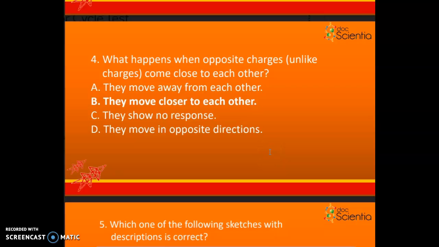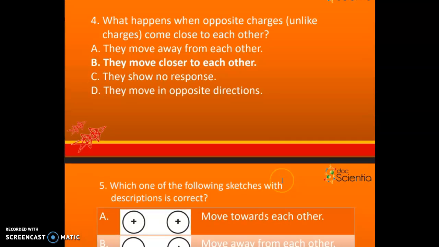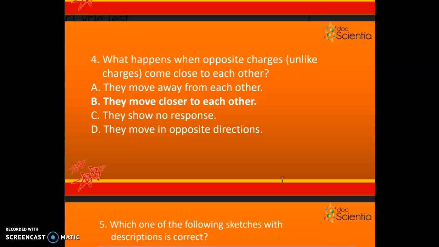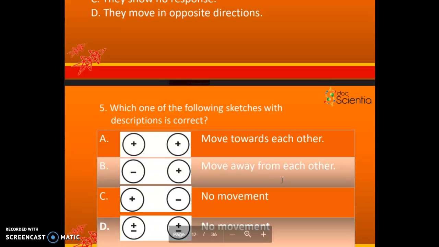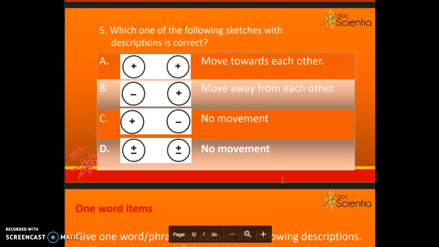Number 4. What happens when opposite charges, unlike charges, come close to each other? A. They move away from each other. B. They move closer to each other. Or C. They show no response. Or D. They move in opposite directions. It is B. They move closer to each other. So, like a magnet, they move closer to each other if you have two different ones facing.